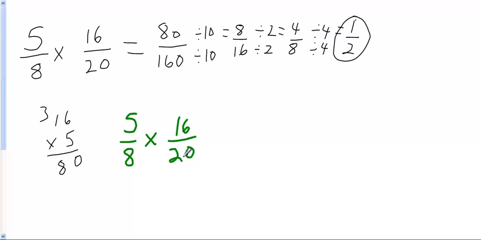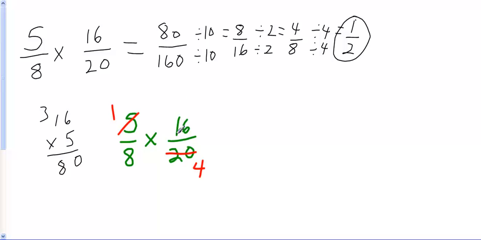Okay, let's look at 5 and 20. Do 5 and 20 share any factors? Yes, they share 5. 5 goes into 5 and 5 goes into 20 evenly. So how many times does 5 go into 5? Cross it out. The answer is 1. How many times does 5 go into 20? The answer is 4. Because 5 times 4 is 20.